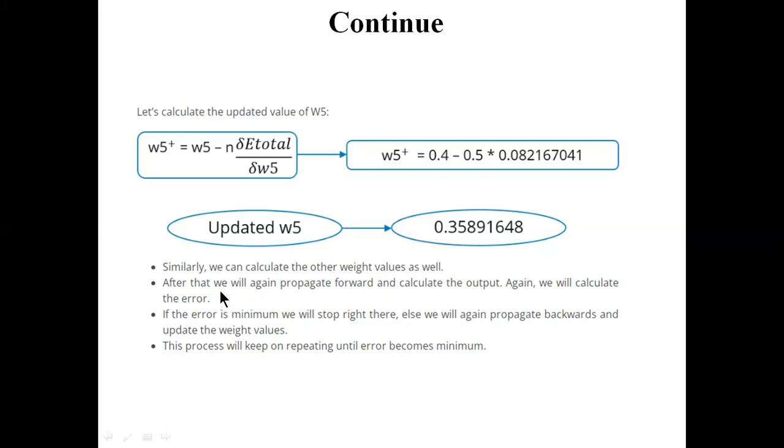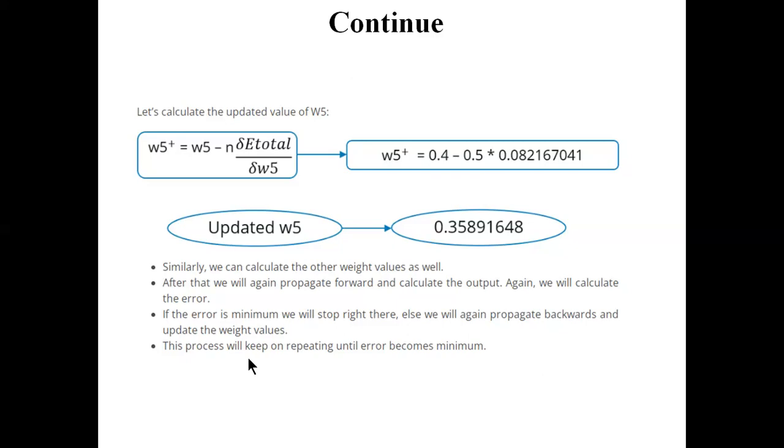After that, we again propagate forward and calculate the output for the next input pattern. We calculate the error again, and if the error is minimum we stop right there. But if it is not minimum, or the value is above the tolerance limit, we need to propagate in the backward direction again so that we can update the weight and bias values. This process will continue until we get the minimum value.